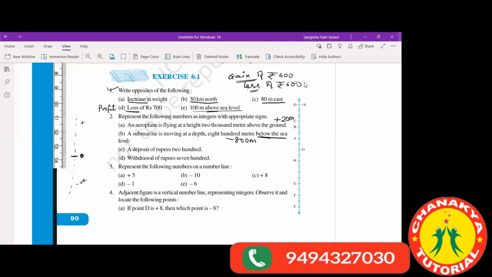Okay. Next one is a deposit of rupees 200. Depositing something means adding something to your account. In your bank, you have an account. So you are adding some money. You are depositing some money in the bank. So Adya, how will you represent this?